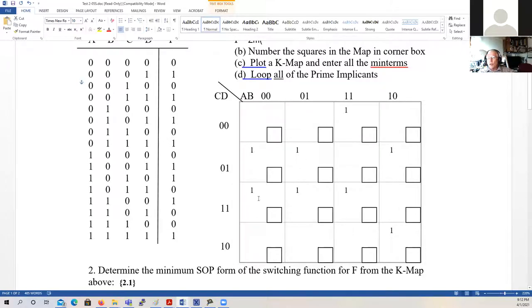All right, so I draw a little circle around these ones. I can group this group of 4. And then, can I do anything with this one here?